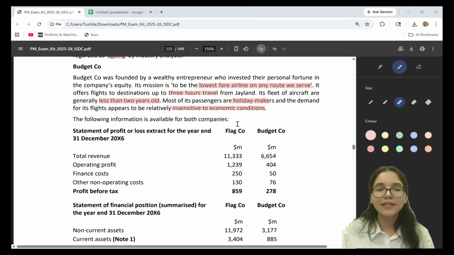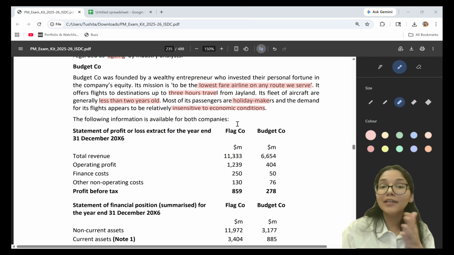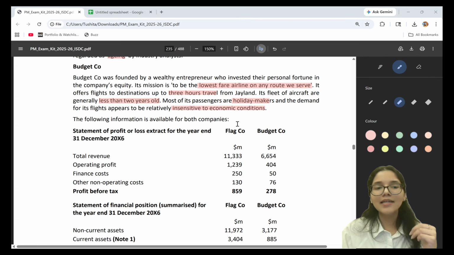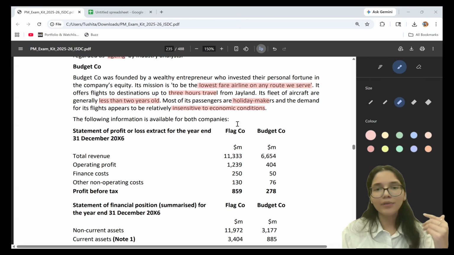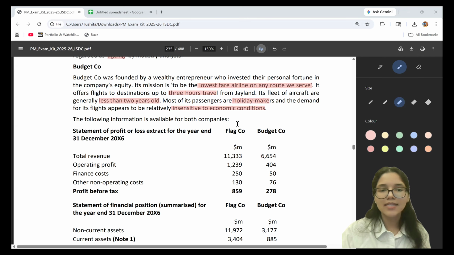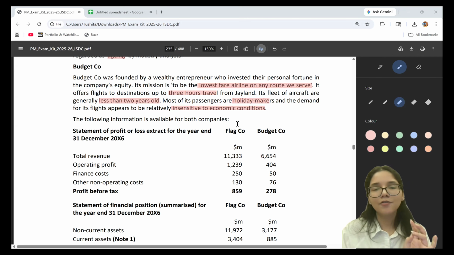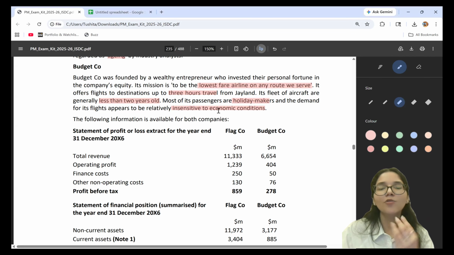So yeah, we have identified three contrasts over here. Firstly, about the budget airline and the luxury airline. Secondly, about the distance of the travel: flag company is longer, budget company is shorter distances. Then we've also identified another difference about the age of the assets. So flag company, old assets; budget company, new assets. And then we also know this practically also makes sense. Whatever economic conditions are changing, the budget company won't see a big difference, but the flag company will see a big difference.